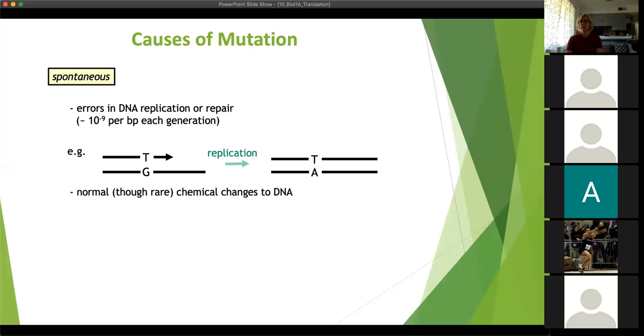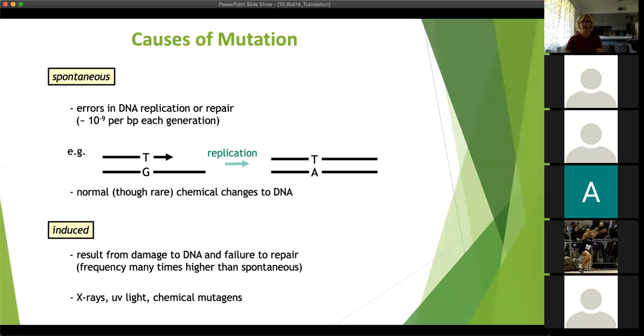There are also normal, though rare, chemical changes to DNA. So sometimes DNA can be spontaneously methylated or have other types of chemical groups added, which can be a mutation as well, but it's fairly rare. Far more commonly, we think of induced damage to DNA. So if we have damage to DNA and failure to repair, we get a much higher rate of mutation than with spontaneous mutation. So things that can damage DNA include X-rays, UV light, and chemical mutagens.